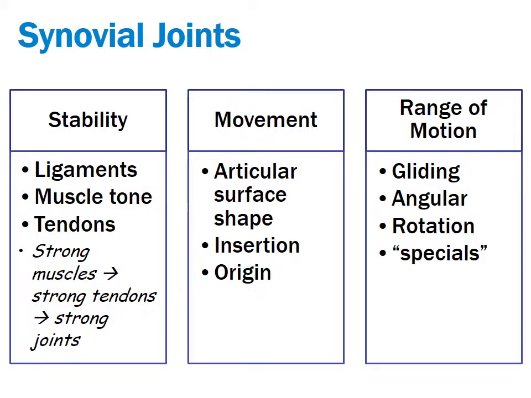Gliding, when two flat surfaces slip against each other. Angular, when an angle is created at the articulation. Rotation, when one bone moves around a pivot point. Specials, these do not fit into another category.